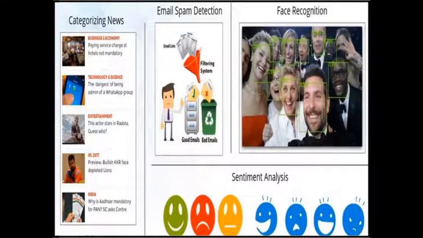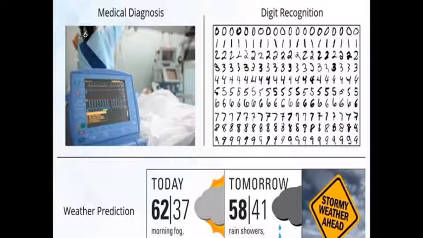We'll see some of the applications of the Naive Bayes classifier. If a document is given, it is going to categorize the news into business, technology, entertainment, IPL and India. Similarly, if emails are given, it is going to segregate them as spam and not spam. Similarly, if an image is given, it is going to recognize the faces. Another application is sentiment analysis. Next, the Naive Bayes algorithm is also used in medical diagnosis, whether a particular person is going to get cancer or not. Similarly, it is used for digit recognition. Next application is weather prediction, where you determine whether tomorrow rain is going to happen or not.